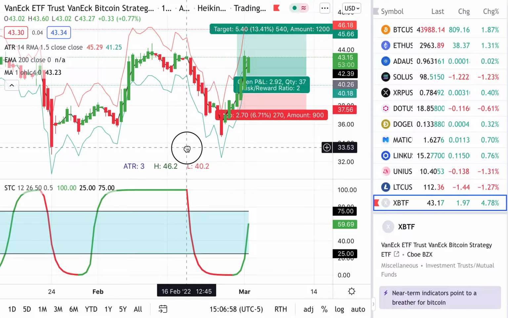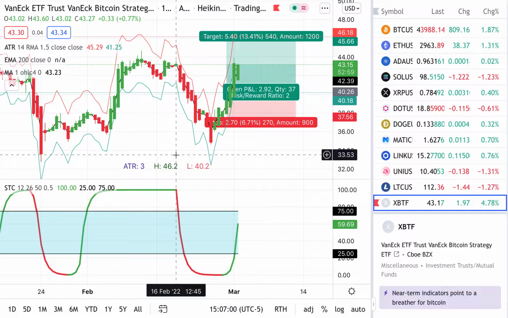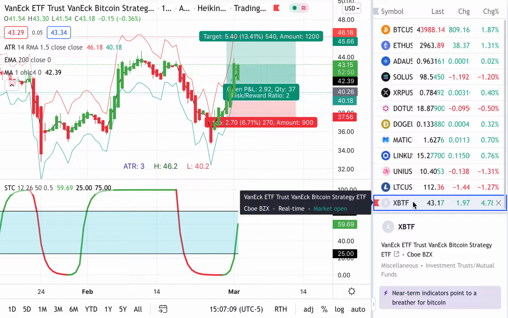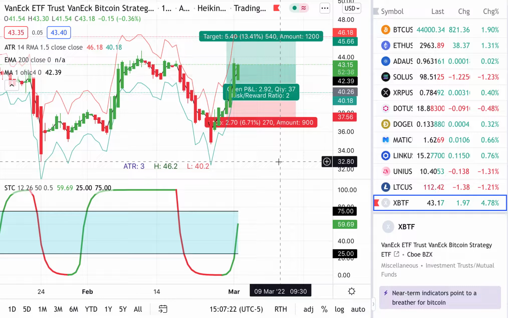So again, I'm having a great time. I did not jump into any kind of Bitcoin trades until we got something like XBTF, which is, of course, the VanEck futures ETF. Now, Grayscale Bitcoin's been out there for a while. Grayscale Ethereum's been out there for a while. Those are trusts that own Bitcoin and Ethereum respectively. Those are things that you can practice trade also.